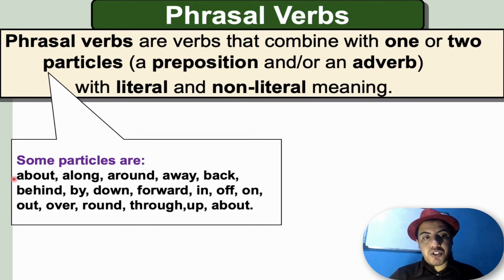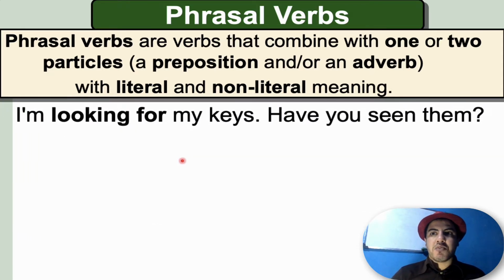We have about, along, around, away, back, behind, by, down, forward, in, off, on, out, over, round, through, up. Very good. These are called particles, right? So what is a phrasal verb? Please remember, the phrasal verb is a verb plus, يعني زائد, what? A preposition or adverb, or a verb plus preposition and adverb. Example, look at this one.